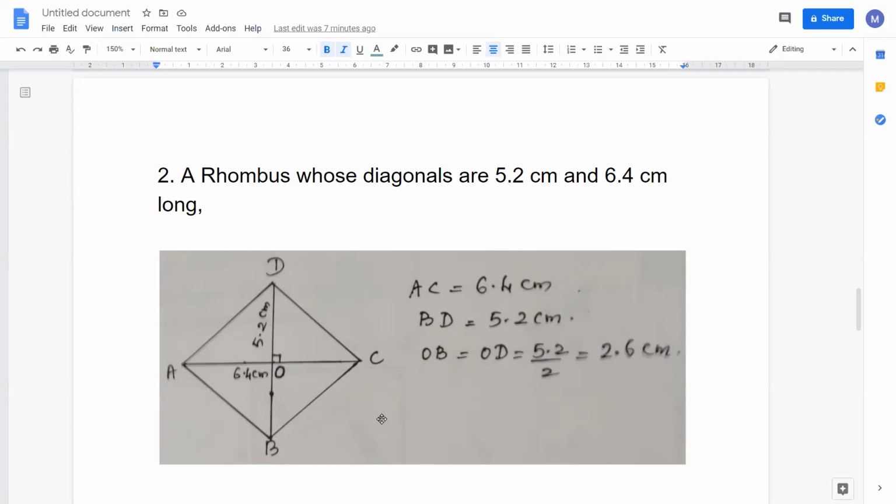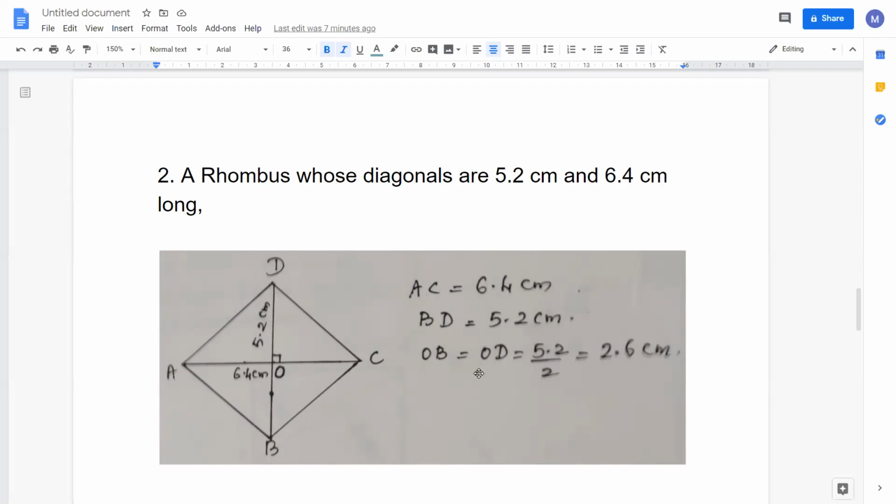We have already done this. So what is the property of diagonals? In a rhombus, the diagonals bisect each other at a right angle. That is, AC and BD are the diagonals. They will intersect at a point O at 90 degrees and they will bisect also. Bisect means divide into 2 equal parts. That is, AO will be equal to OC and BO will be equal to DO.